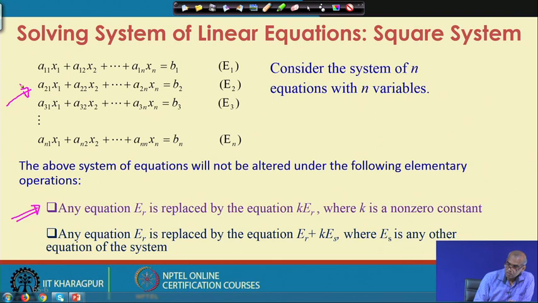So, this is one elementary operation: you can replace a row by a multiple of that row. Second elementary operation: any equation here is replaced by the equation here plus k into Es, where k is a non-zero constant and Es is any other equation of the system.